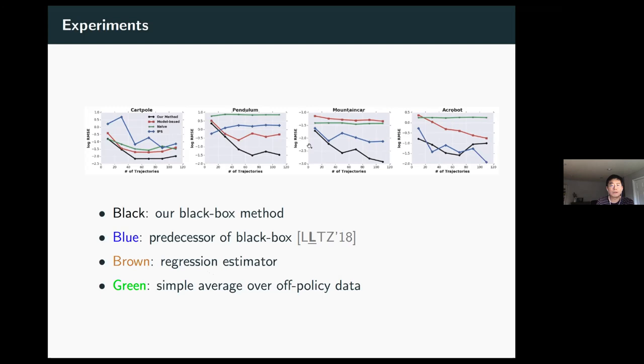And the green one is not really a baseline, but a reference point. What it does is ignore that the data is off policy, so it just simply averages the rewards in the data set. So it's very biased. You can see that the green line does not work well. The green line is not really estimating the right quantity. In contrast, the black one is very good compared to all the methods.